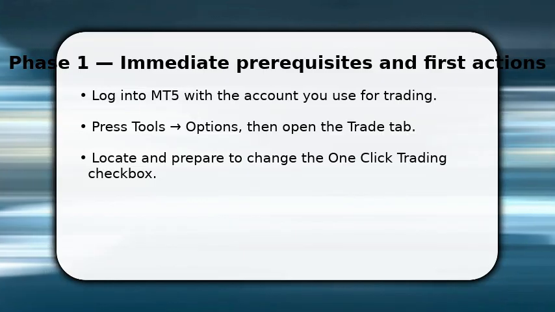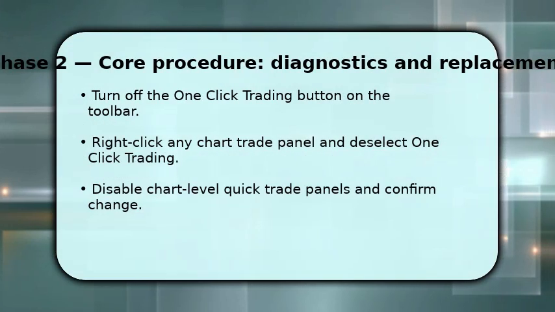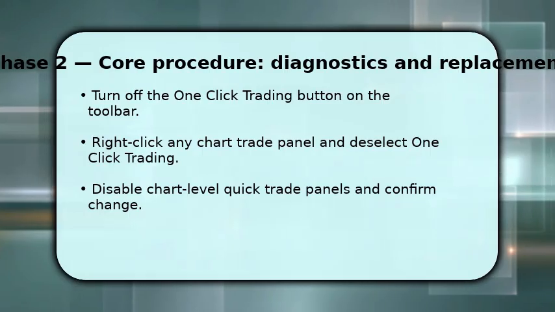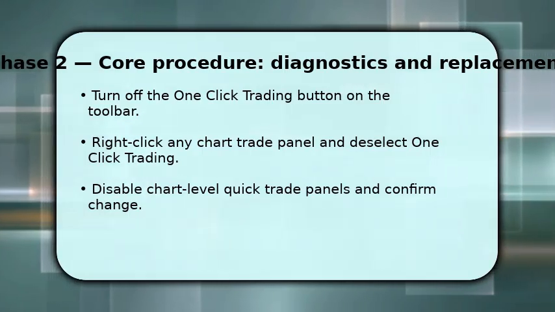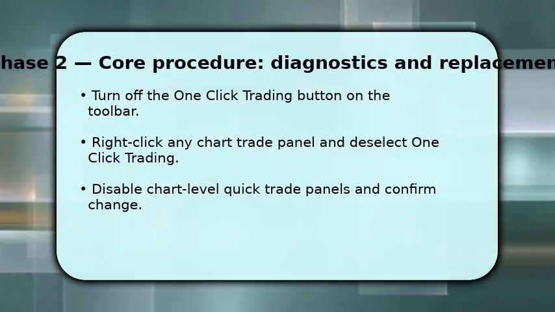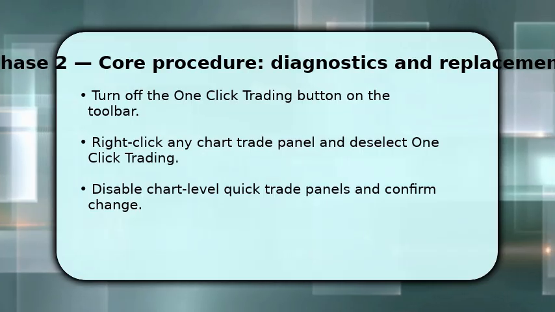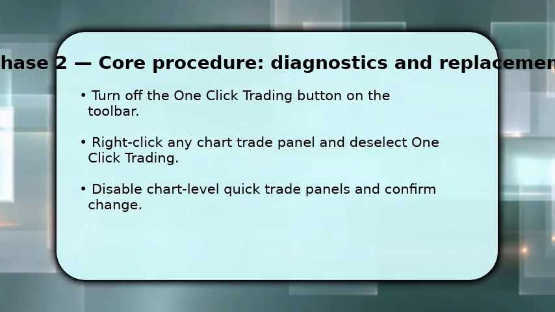Make sure you perform this on the profile you use for live trading. Different profiles can remember different settings. Once you've unchecked the option in Options, continue by removing the one-click UI elements. Right-click the main toolbar and hide the one-click trading button. This prevents accidental clicks. Then open any chart, right-click the trade panel and deselect one-click trading there as well.